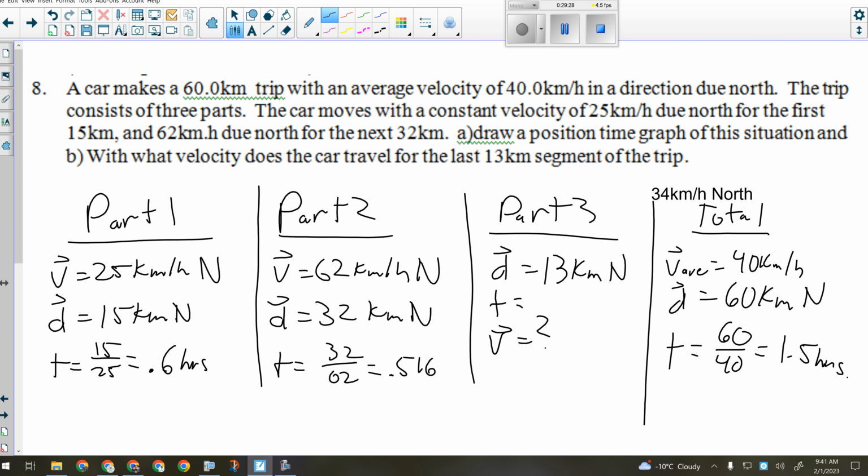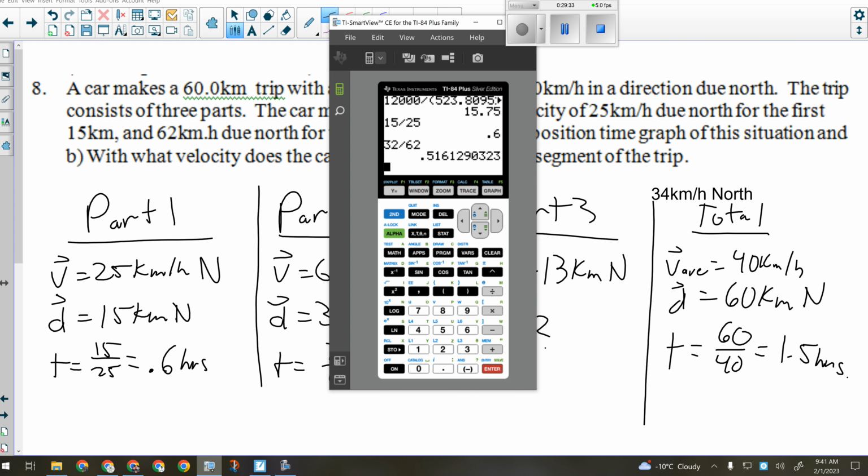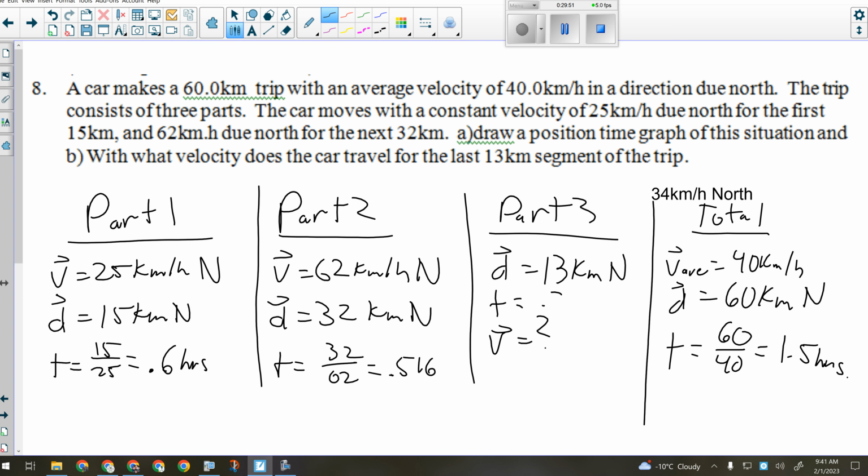All right, well now that I know those and I know what the 3 of them add up to, I can find the one I'm missing. All right, I'm just going to take the 1.5 and subtract 0.6 plus 0.516 with all the decimals. All right, so the last 13 kilometers takes 0.38 hours.